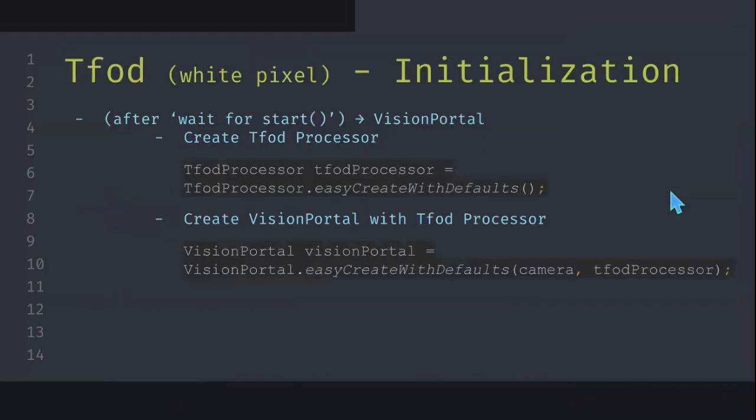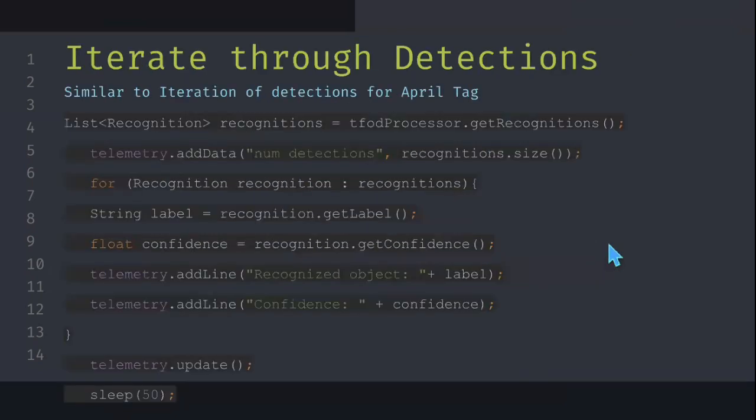Okay, the other option is to use the VisionPortal for recognizing the white pixels using the TensorFlow object detection processor. Here's the initialization code. Similar to the AprilTag processor, after the wait for start, you would create the TensorFlow object detection processor using this line of code, and then you would create the VisionPortal with the TensorFlow object detection processor. And here's the code to iterate through the detections. This is also similar to the iteration of detections for the AprilTag.